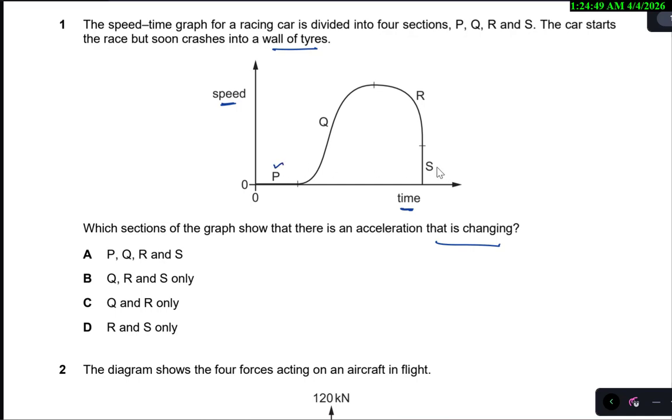In section P and section S we don't have a gradient, so it means that there is no acceleration. While in section Q we have positive gradient, section R we have negative gradient. It means that in this section the car is accelerating and here the car is decelerating. So these are two sections in which acceleration is changing. So option C is the correct answer.